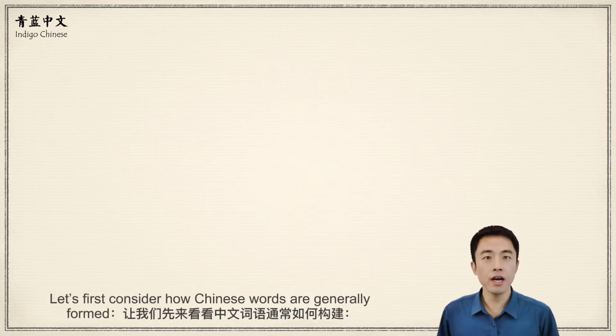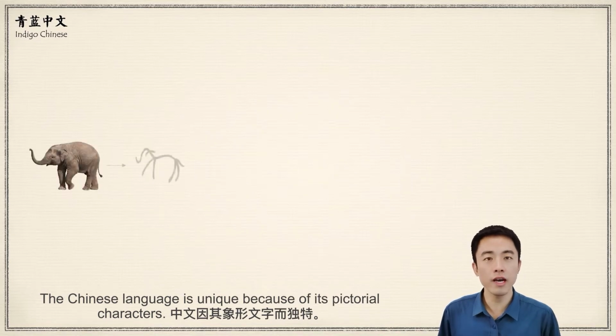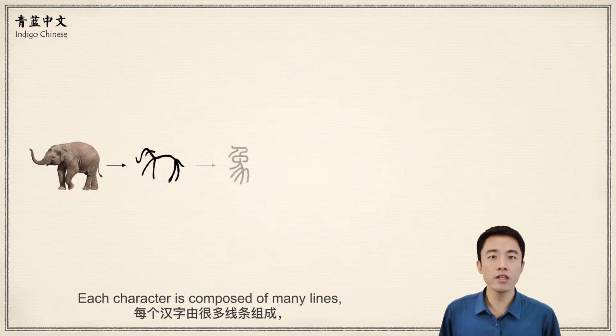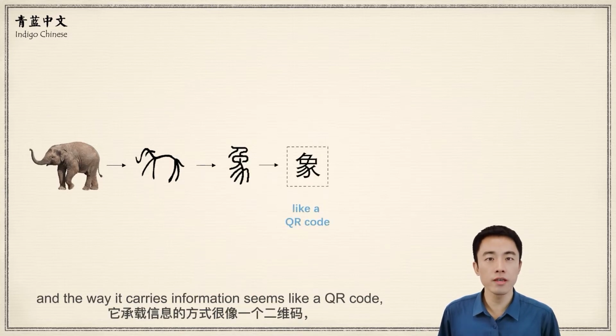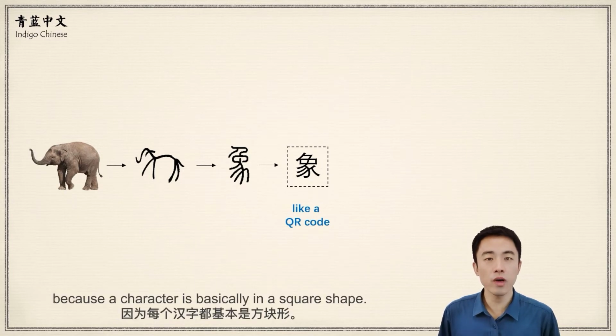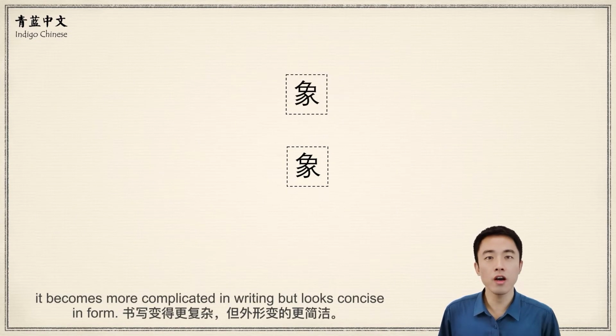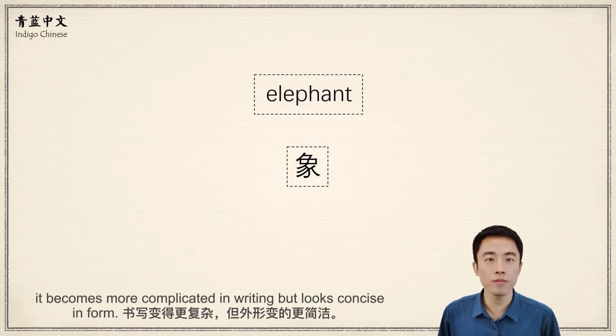Let's first consider how Chinese words are generally formed. The Chinese language is unique because of its pictorial characters. Each character is composed of many lines, and the way it carries information seems like a QR code, because a character is basically in a square shape. Translation into Chinese is like a process of compression. It becomes more complicated in writing, but looks concise in form.